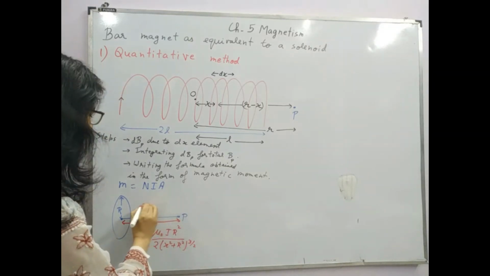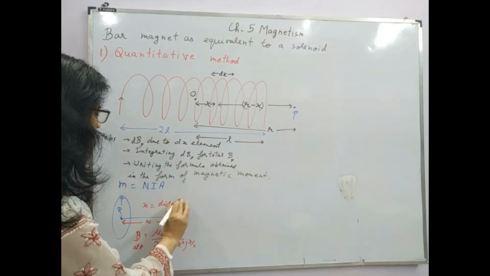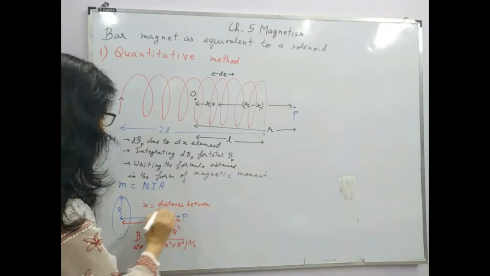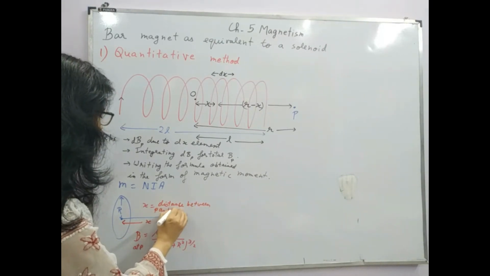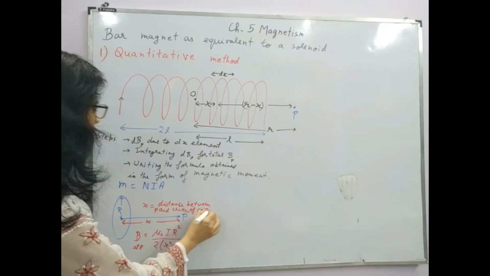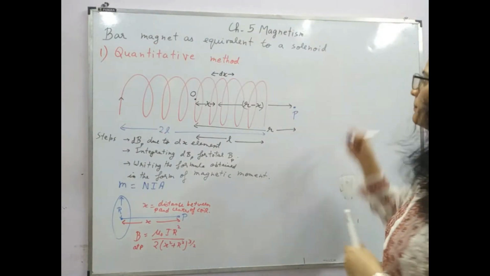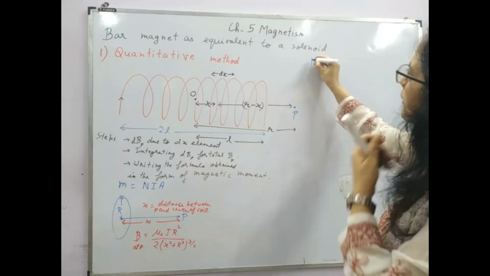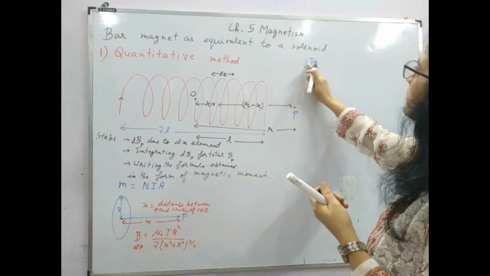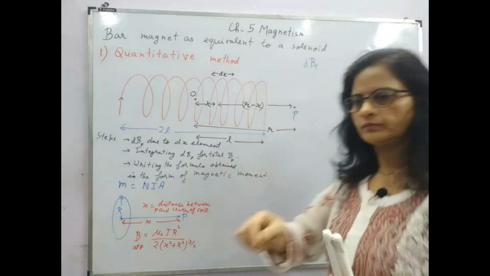where x is the distance between P and center of coil. So while doing the first step, we will have to find the magnetic field due to dx element. Magnetic field at P due to dx element.